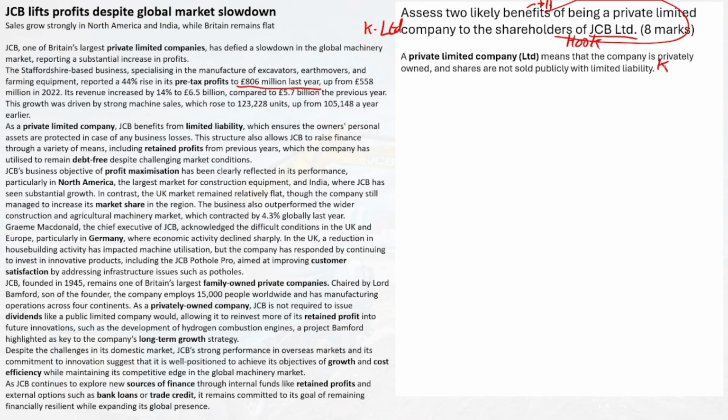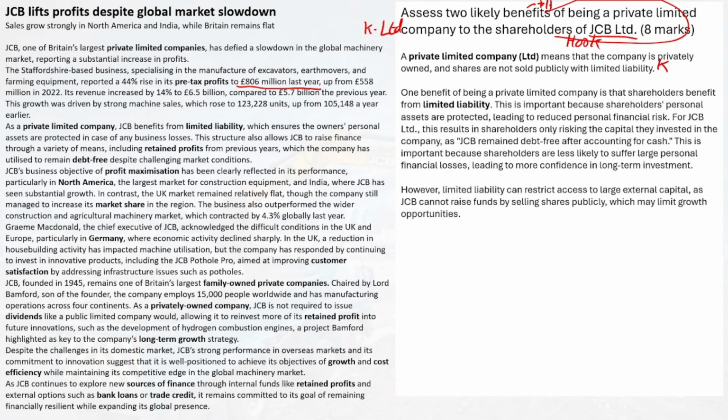You can sort of spew this sort of definition out easily, and it gives you some of your arguments possibly. So not sold publicly, and we've got limited liability in there. A good definition is not just the foundation of a good answer, but also sometimes it gives you your arguments. So one benefit of being a private limited company is that shareholders benefit from limited liability. This is important. Now, I encourage you to underline your connectives in class and put quotation marks around your evidence.